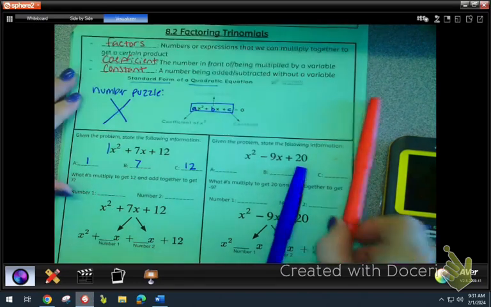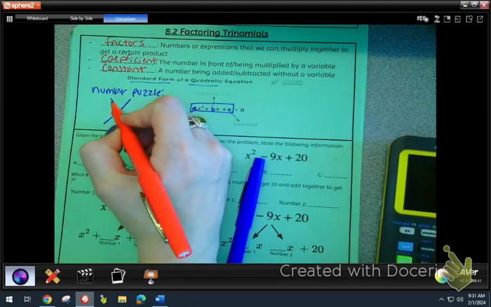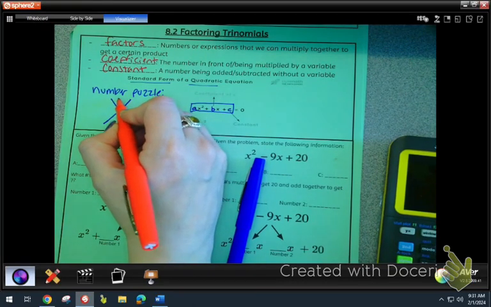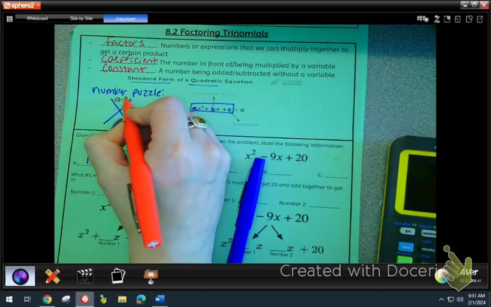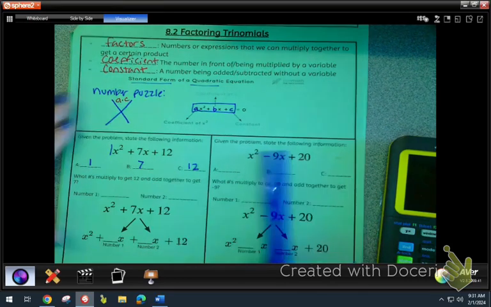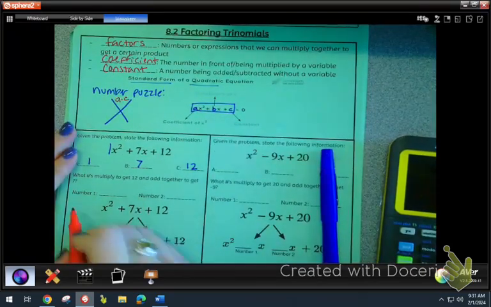How the number puzzle is going to work, and I'm going to write in general right here. Remember, the top number is a product that we're looking for. That product comes from A times C. So we're going to take our front coefficient and multiply it to our constant. So I'm going to do my puzzle right here.